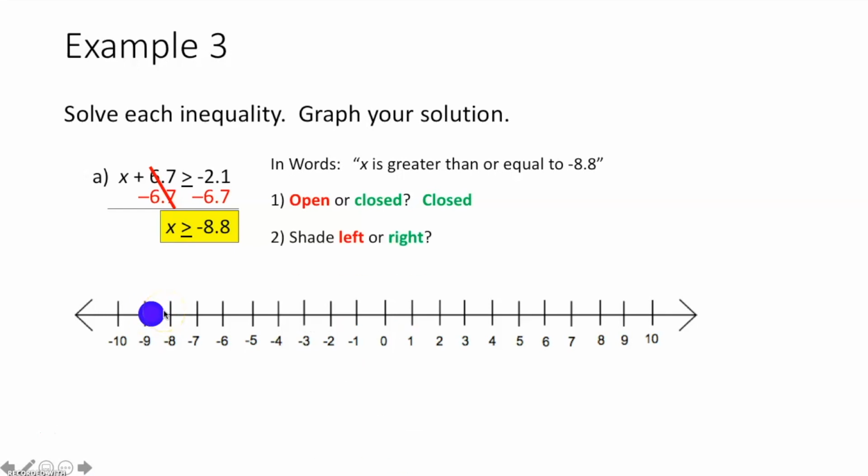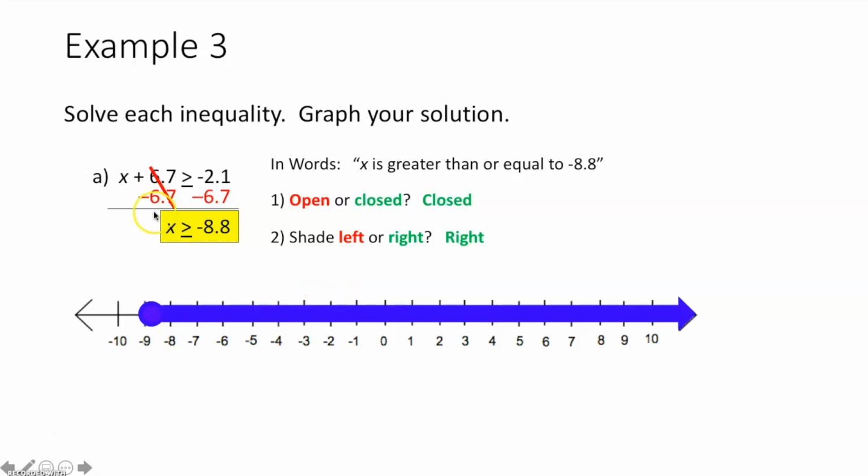Next, are we shading to the left or the right? Well, again, remember, it's x is greater than or equal to negative 8.8. And that's kind of confusing sometimes when you're dealing with negative numbers, because you're like, whoa, is negative 10 greater than negative 8.8? No, it's less than that. We want all the numbers greater than. So we want negative 8, negative 7, negative 6, negative 5, and all the positive numbers too. So we're going to shade to the right.